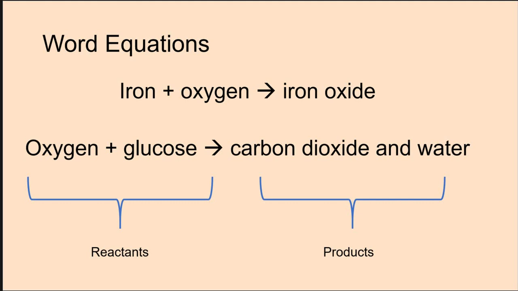Everything on the left of the arrow we call a reactant. It's what we put into the reaction. And everything on the right of the arrow is called a product. It's what we get out.